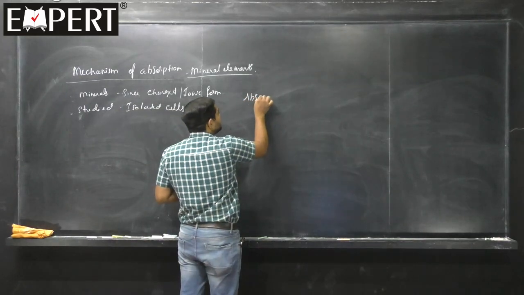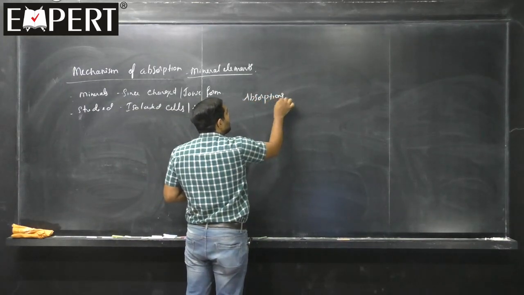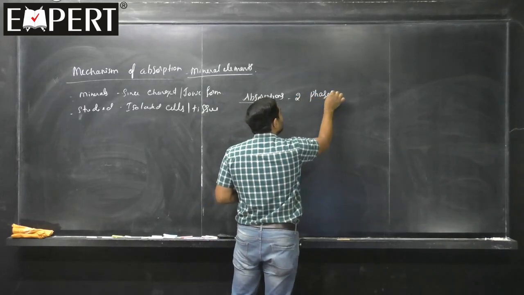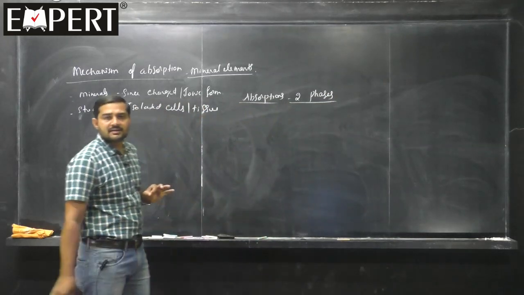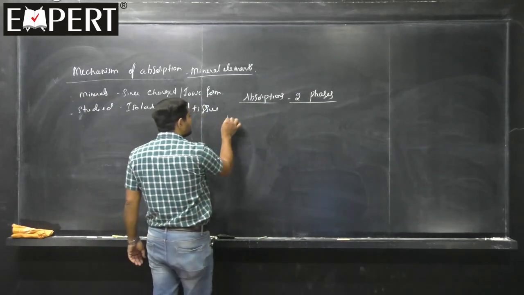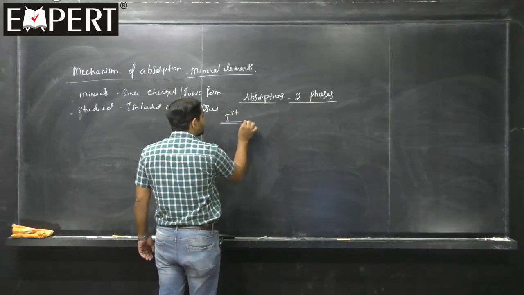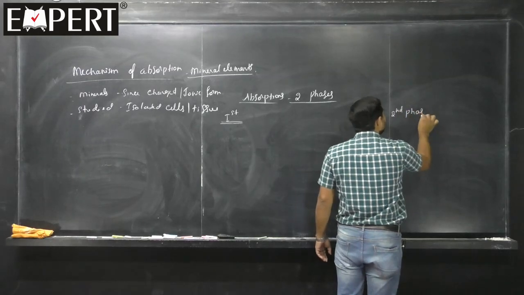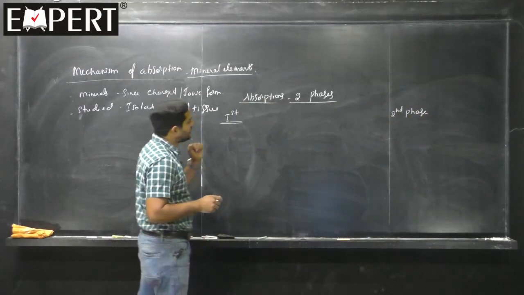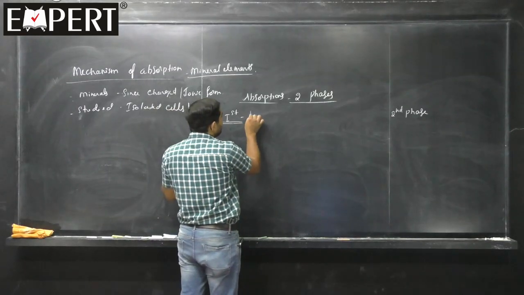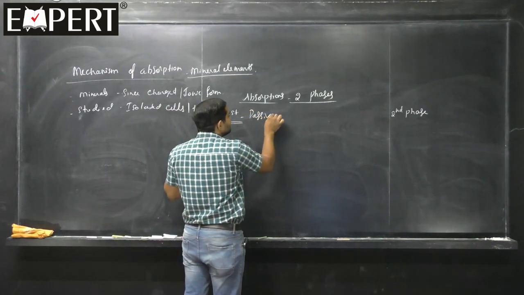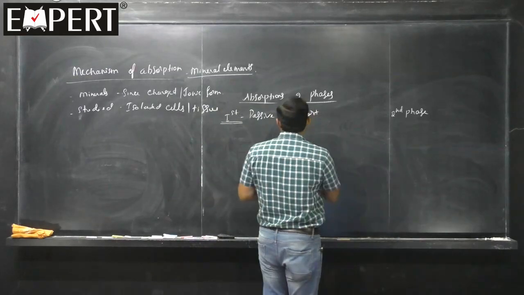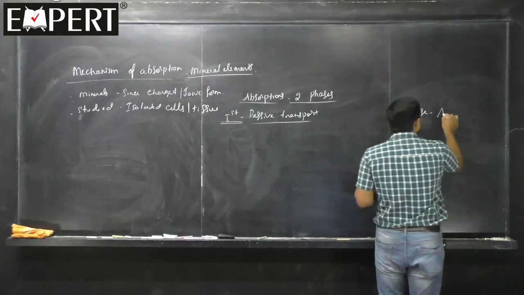Absorption occurs in two ways, or two phases, I can say. Absorption of minerals occurs in two phases: the first phase and the second phase. There are two phases of absorption, you should remember as it is. The first phase is by passive transport, and the next phase is by active transport.